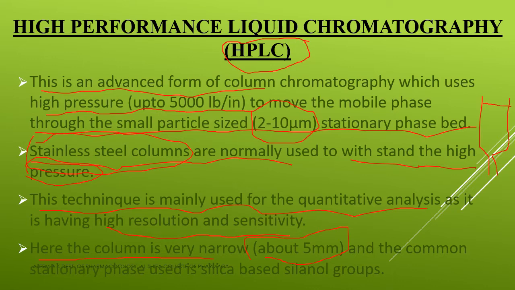But in HPLC, high performance liquid chromatography, the column is very narrow, that is, about 5 millimeter in diameter, and the common stationary phase used in HPLC is silica based silanol groups.